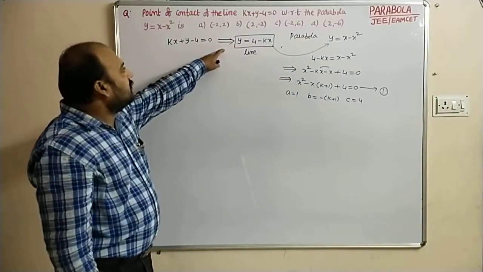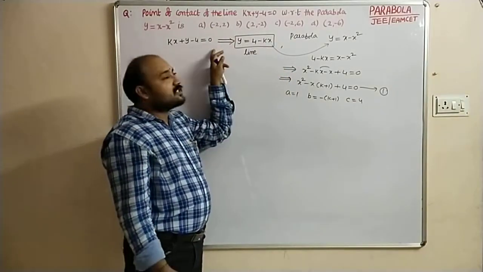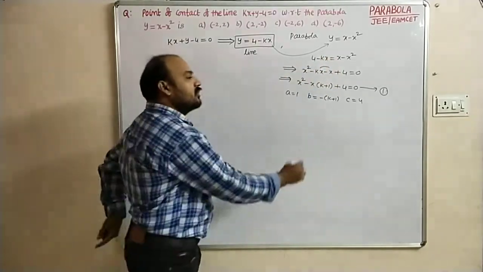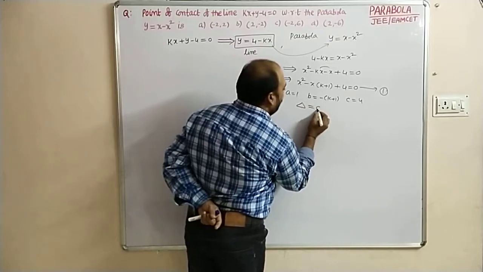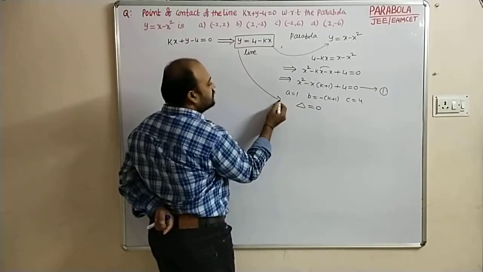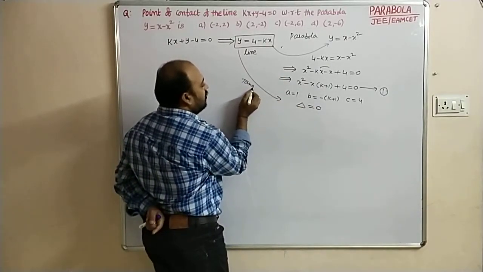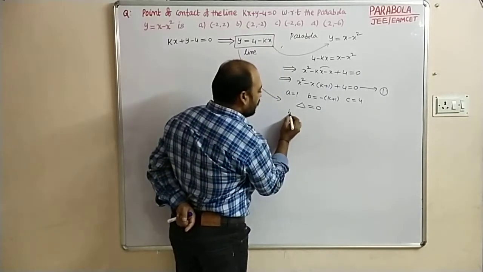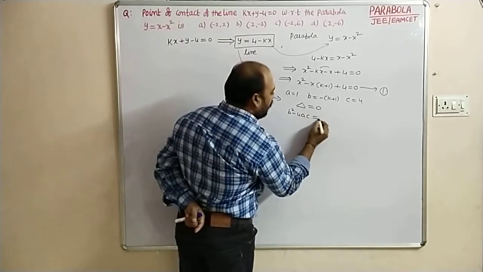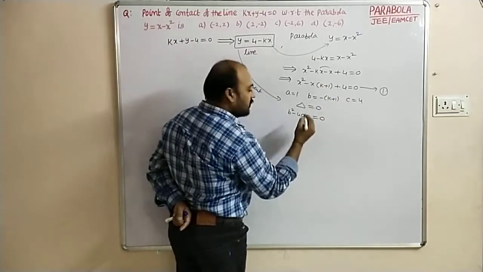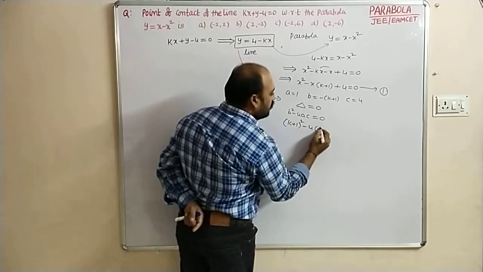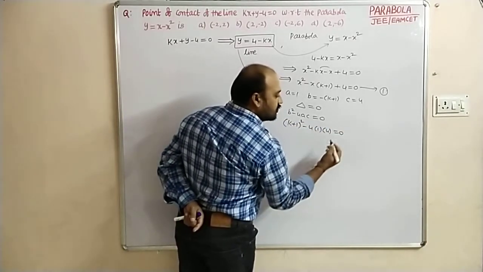Since the point of contact of this line means this line is touching the parabola y is equal to x minus x square, the discriminant goes to be 0, because this line is tangent to this parabola curve. So delta equal to 0. b square minus 4ac equal to 0. b square means minus of (k plus 1) whole square. So we can write directly (k plus 1) whole square minus 4 into 1 into 4 equal to 0.